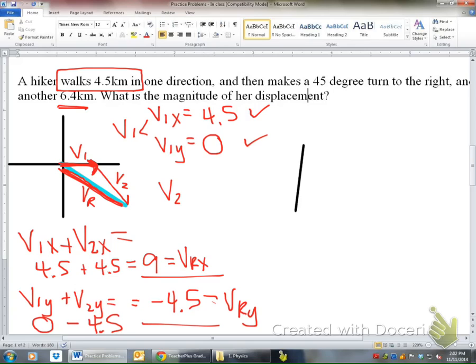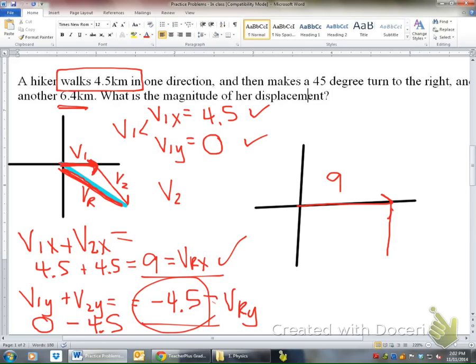So I'm going to redraw my coordinate system here, and draw the components of this vector. I'm going to go 9 units to the right because that's what v sub rx tells me. I need to go up or down 4.5 units. Down. And here is my resultant vector. And now I have a right triangle which I can solve.